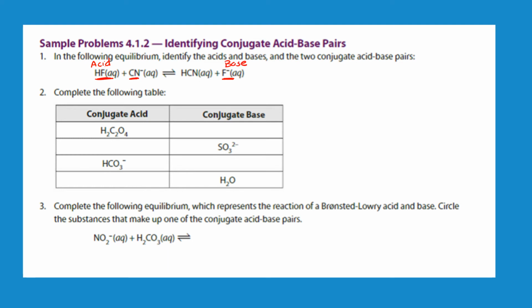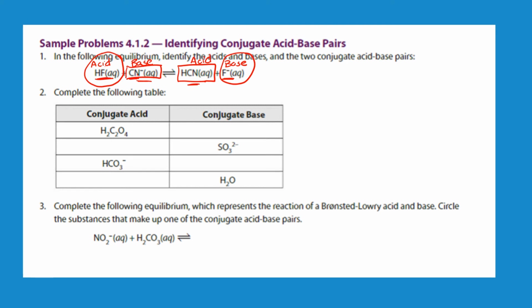Okay, we always have an acid and a base on both sides. You can see that the CN minus, the cyanide ion, is accepting a hydrogen, and so it's got its acid on the other side. So we've got this one going with the base. There's the conjugate acid-base pair.